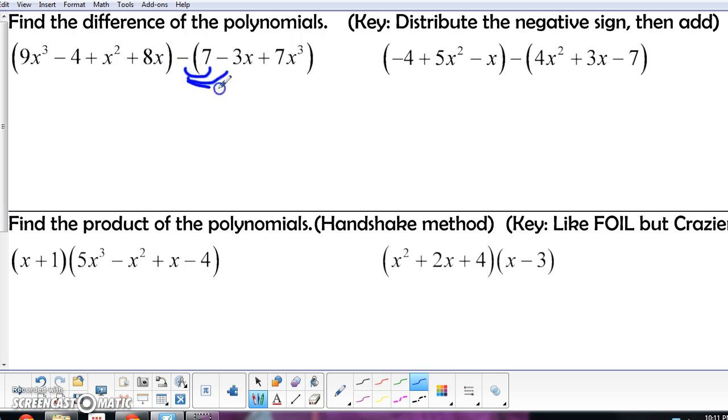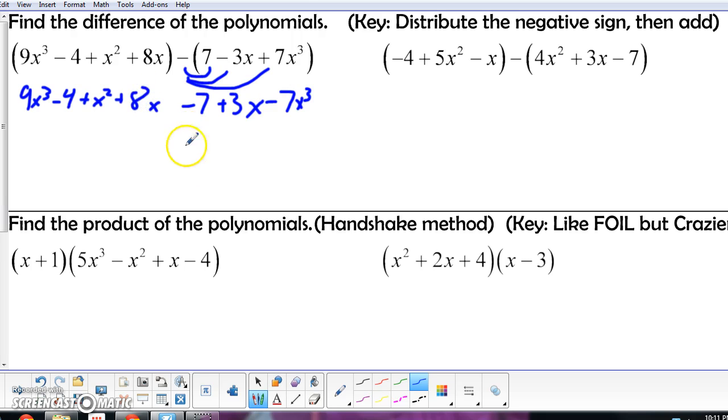I'm going to distribute my negative sign and turn all of these terms to the opposite. So I'll have a negative 7 and then a positive 3x and a negative 7x cubed. Once I've got that, I could probably rewrite my other expression as well, so I've got it on the same line. And I'll write it without parentheses because now at this point all I'm really worried about is hunting for like terms that I can add together.